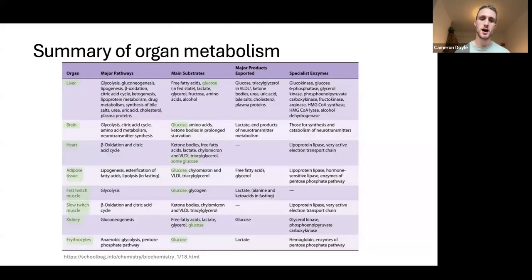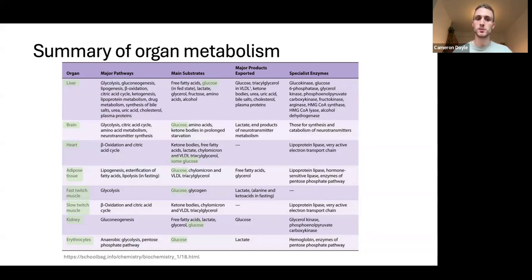So first of all, this is quite a good summary slide of organ metabolism. So various different types of tissue in the body, various different organ systems, and what the main substrates are that they use for metabolism, and what their main source of energy is. What this is really highlighting, and what I've actually explicitly highlighted here, is that pretty much every tissue will use glucose to varying extents.